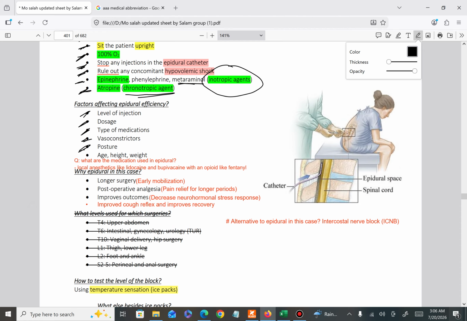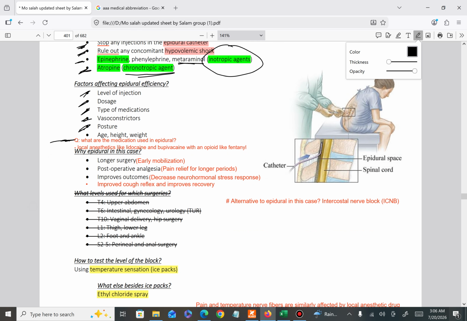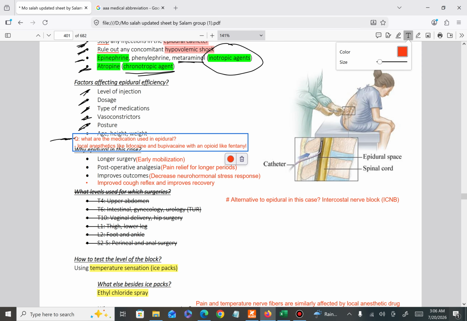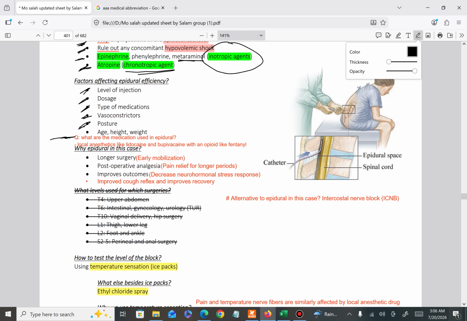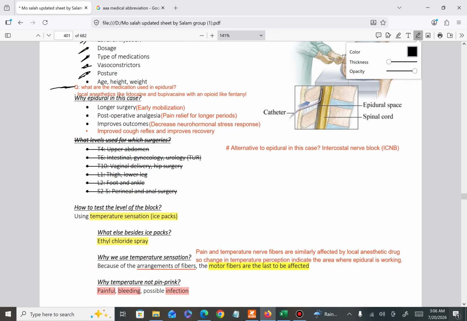Okay, and then what are the medications that are used in epidural anesthesia? So they can be local anesthetics like lidocaine and bupivacaine. Okay, bupivacaine and lidocaine with an opioid like fentanyl. Okay, so these are the medications used in epidural anesthesia.